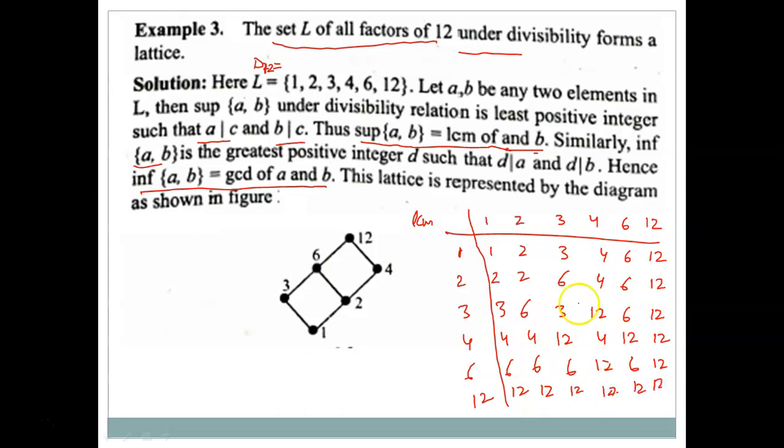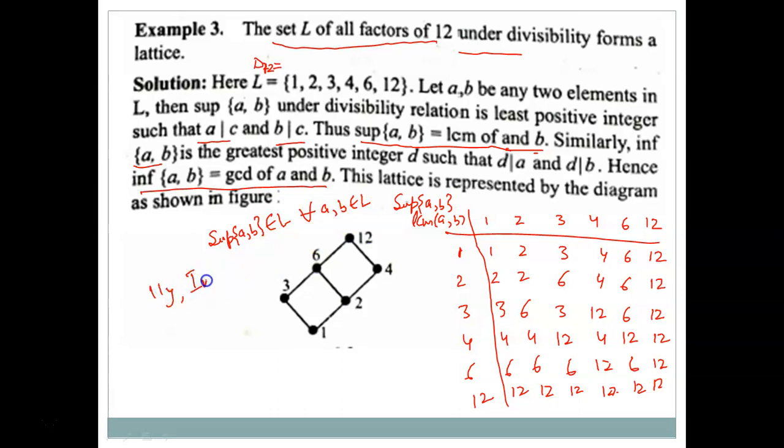You can see in this whole table we have taken the LCM for every pair of elements: 1 with 1, 1 with 2, 1 with 3, 1 with 4, 1 with 6, 1 with 12, and similarly for 2. That means we have considered the supremum of every pair A, B, and in this table all elements belong to the set L itself. So you can say the supremum of A, B belongs to L for all A, B belonging to L.